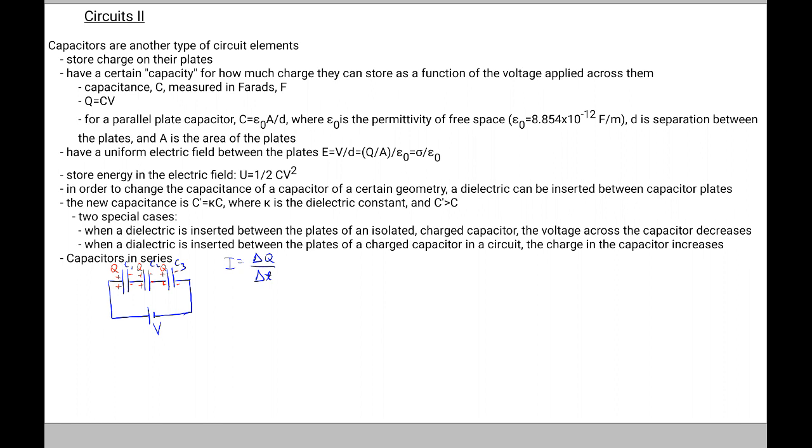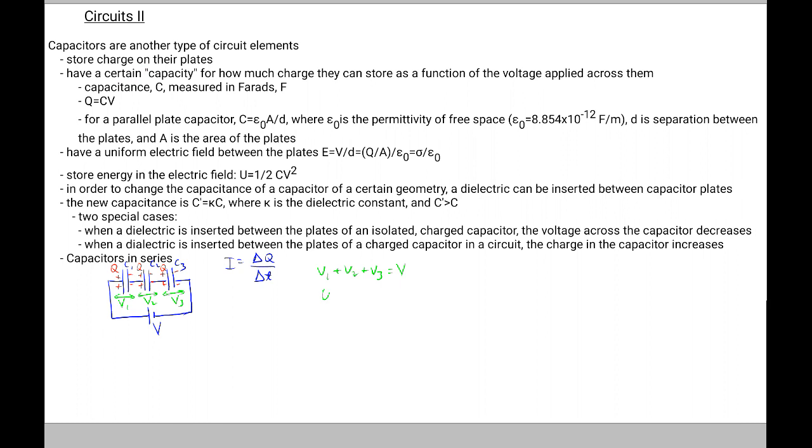Even though the charge is the same, we remember that the voltage drop, the potential drop across the capacitors, will be different. So this is V1, this is V2, and this is V3. But V1 plus V2 plus V3 has to add to the voltage given by the battery. So we can use this equation, Q equals CV, and solve for V.